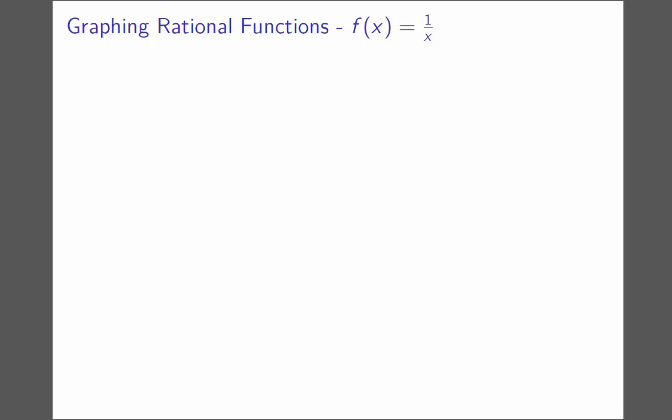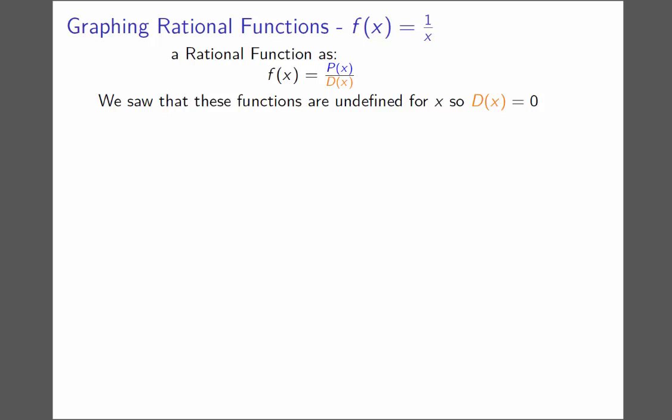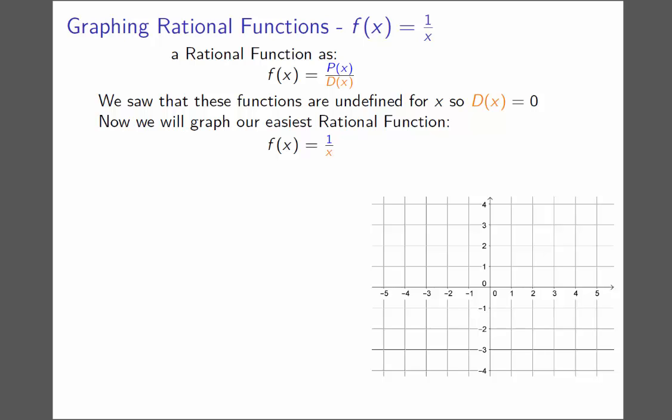To get a better understanding of our rational functions, let's graph the basic rational function f of x equals 1 over x. Now we defined a rational function as f of x equals some polynomial p of x over another polynomial d of x. Here our polynomial p of x is just 1, while d of x is x. And we saw that these functions are undefined for x so that d of x equals 0. So in this case, our function is undefined when x equals 0. So now let's graph our easiest rational function, f of x equals 1 over x.